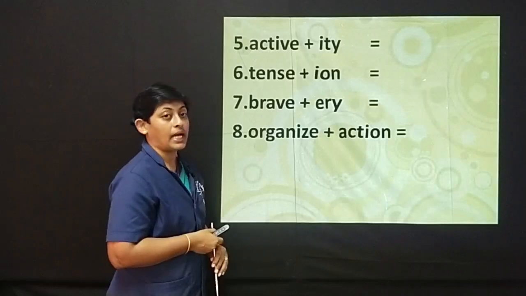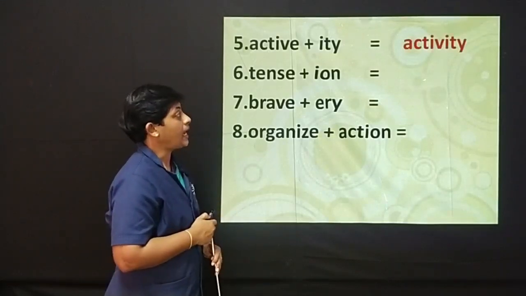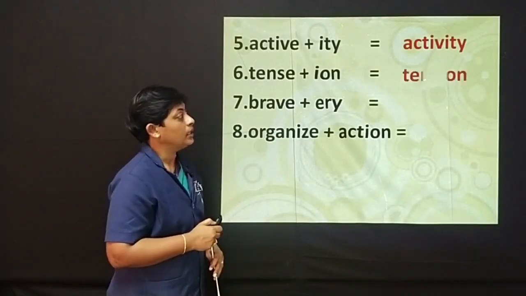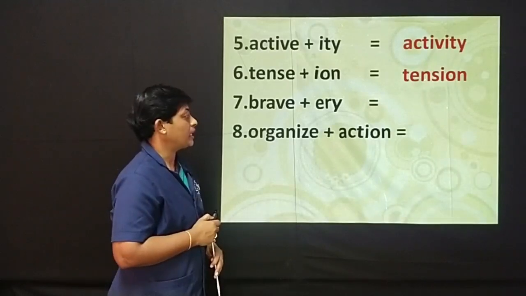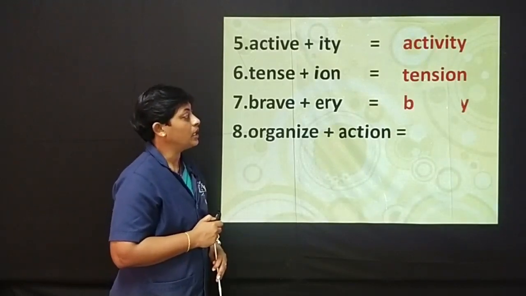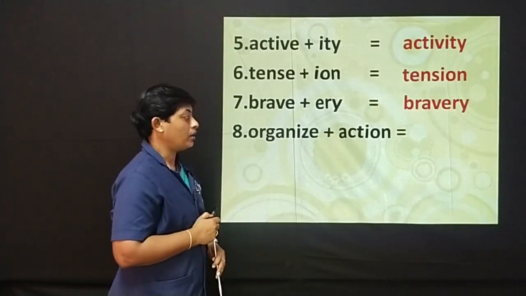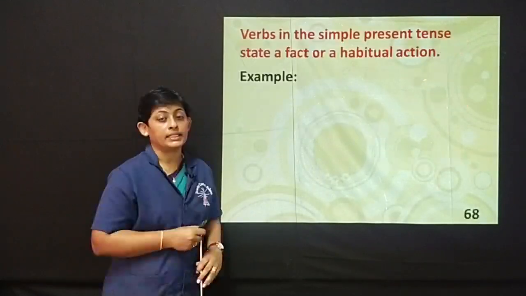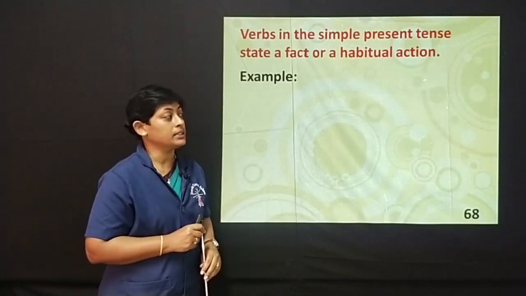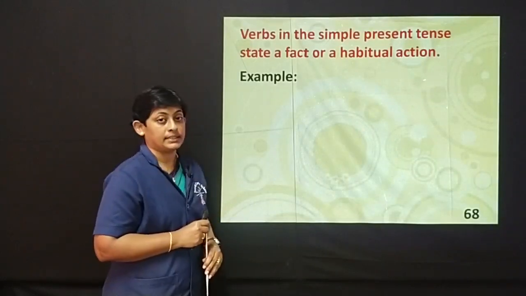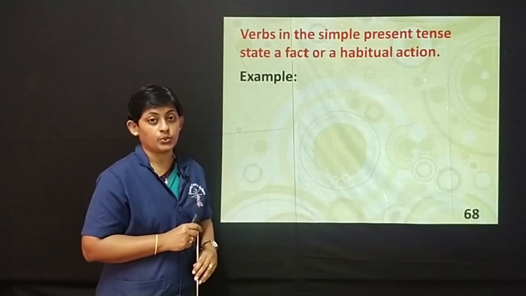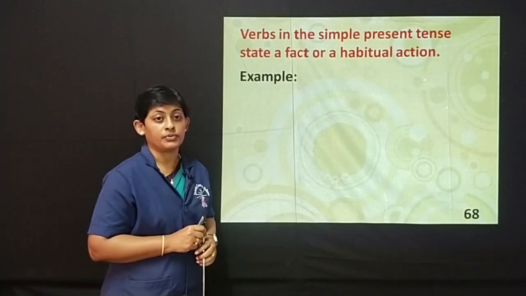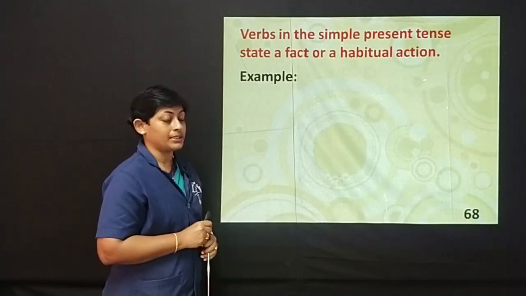5. Active plus ity. Your answer will be activity. 6. Tense plus ion will give you tension. 7. Brave plus ery will give you bravery. 8. Organize plus ation will give you organization. Let us move on to another part of grammar, that is simple present tense. This we have already dealt with in our earlier videos. Please refer to the old videos for further details on simple present tense.